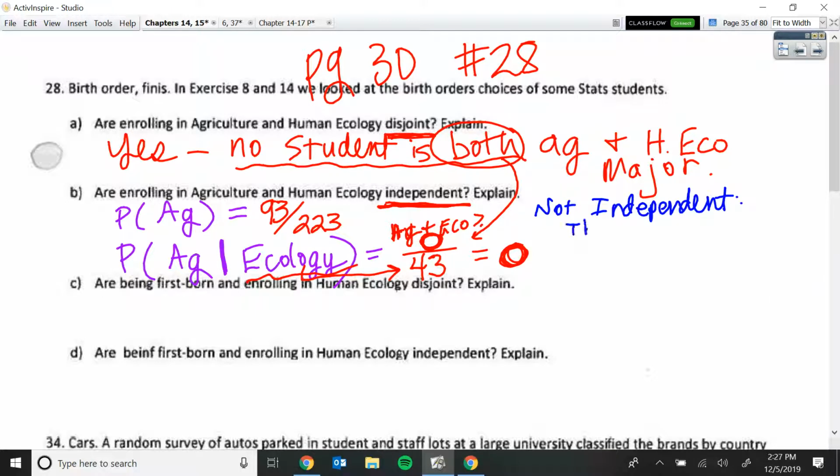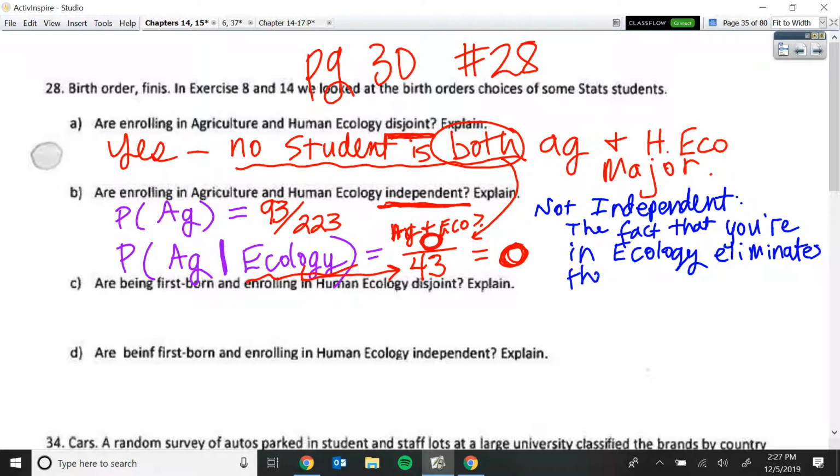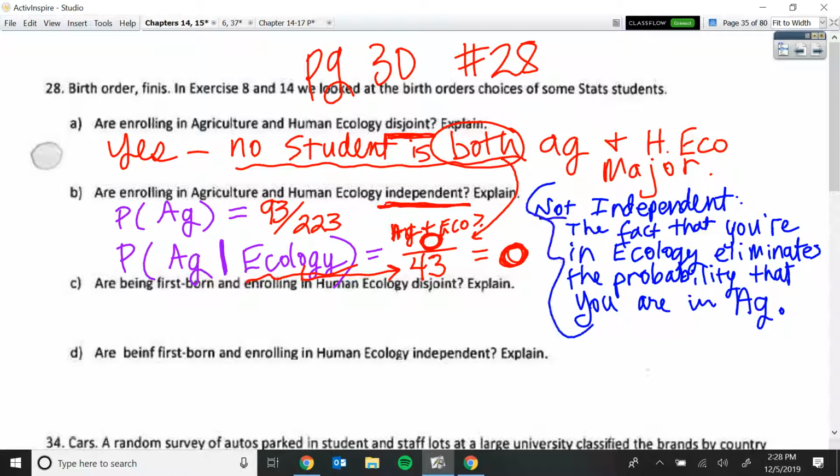And I would say the fact that you're in the ecology department, in this case, it eliminates the probability that you are in agriculture. Okay, so there's your explanation for why that's not independent. And here is that statistical evidence.